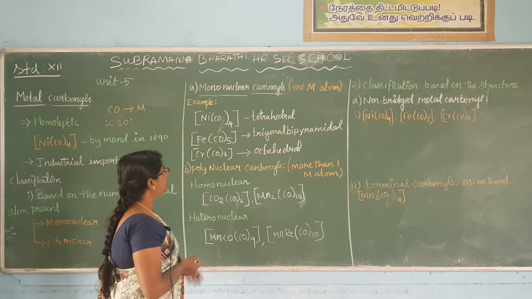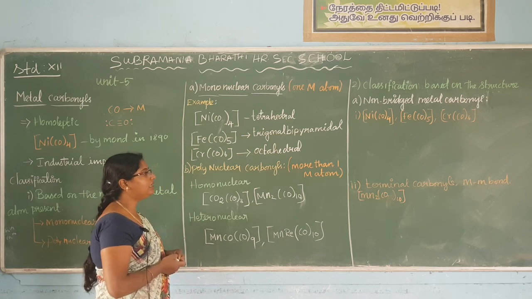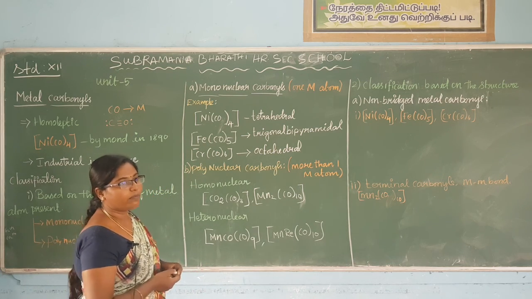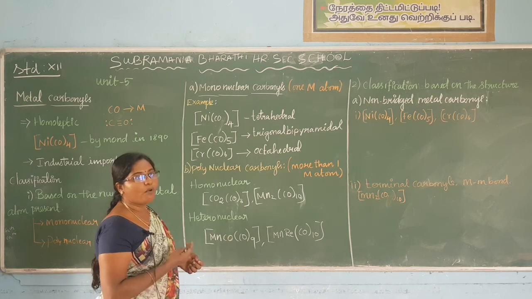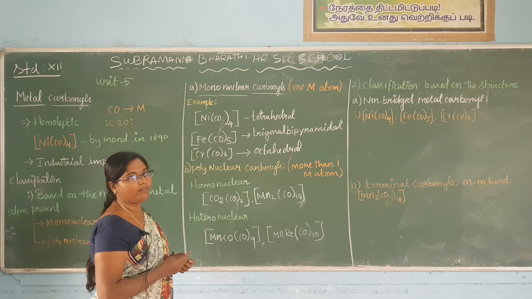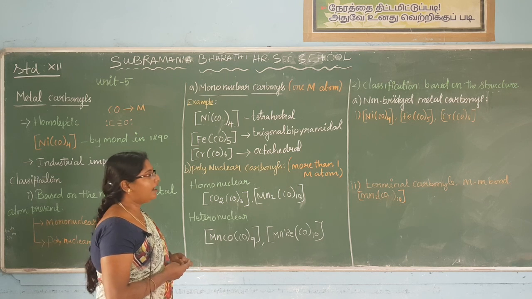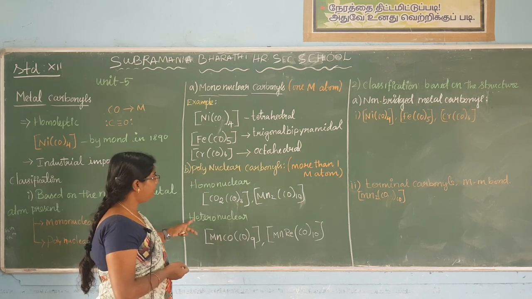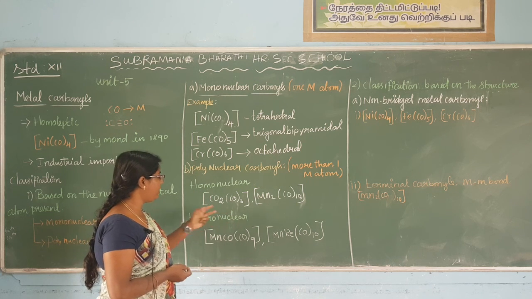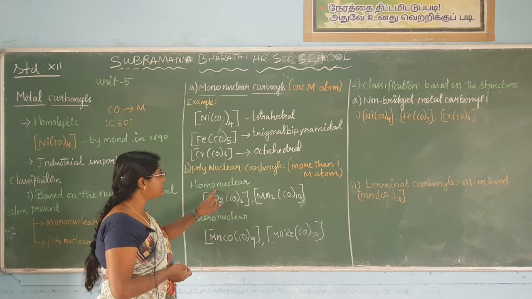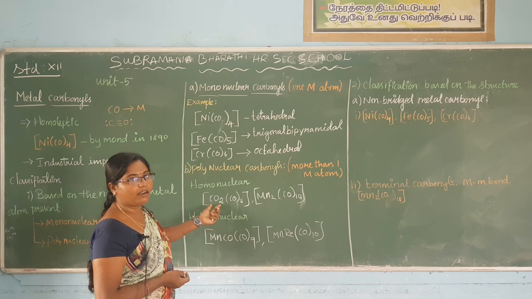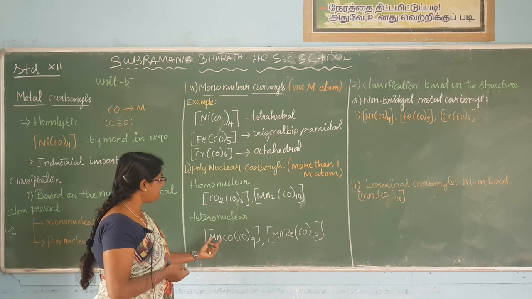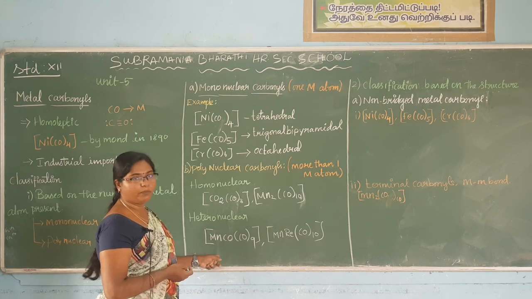The next one is polynuclear carbonyl. Polynuclear carbonyls in the sense they will have more than one metal atom. They are also divided into two types: homonuclear and heteronuclear. Homo in the sense the same kind of metal atom will be present here. Hetero means different kinds of metal atoms will be present here.